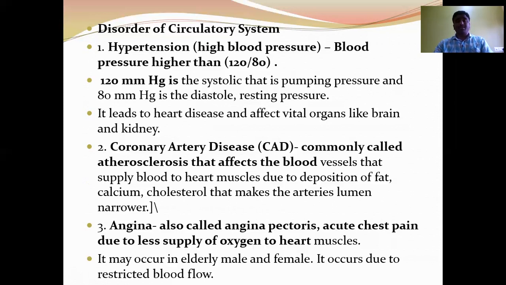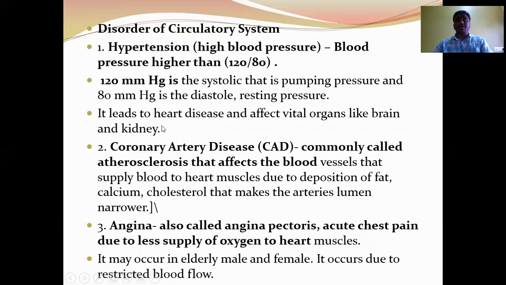Here 120 mmHg means systolic pressure. The pressure exerted by the blood against the wall of the artery during ventricular systole is called systolic pressure, and the pressure exerted by the blood against the wall of the artery during ventricular diastole is called diastolic pressure. The systolic pressure is 120 mmHg, whereas the diastolic pressure is 80 mmHg. Hypertension leads to heart diseases and affects vital organs like the brain and kidney.